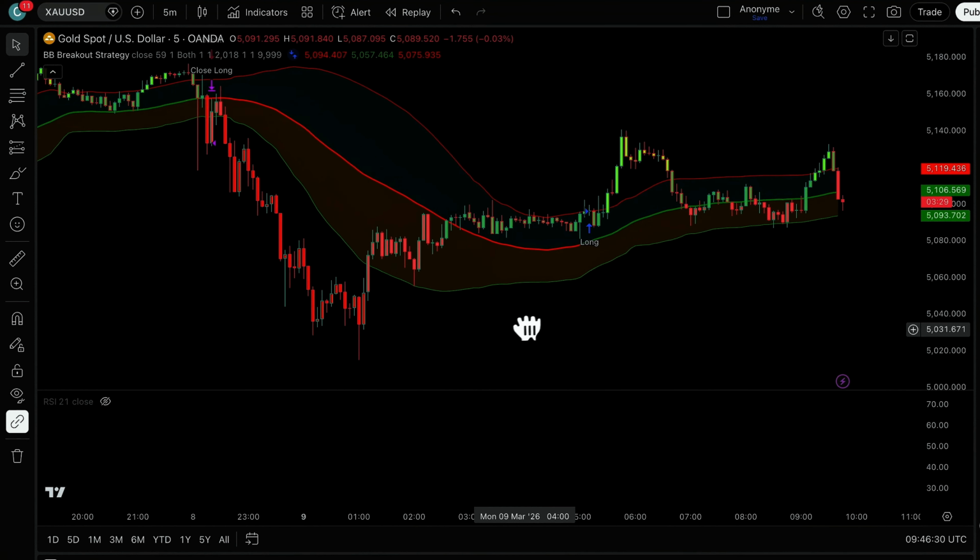Next, we'll use the RSI to confirm our setup. And for this RSI, in the settings, set it to 21 periods. Not 7, not 14, but exactly 21. Set it to 21 so the RSI is highly effective. This setting helps avoid false signals.